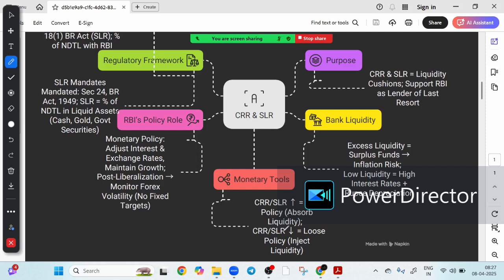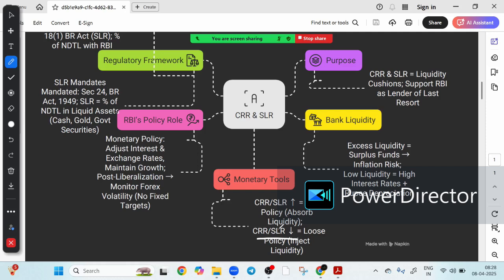Now what happens when SLR and CRR are lower? When SLR or CRR is decreased, it is called loose policy, which injects liquidity to stimulate lending and boost the economy. So you must know the impact of increasing and decreasing the CRR and SLR. When CRR and SLR decrease, it means loose policy, which injects liquidity to stimulate lending and boost the economy.